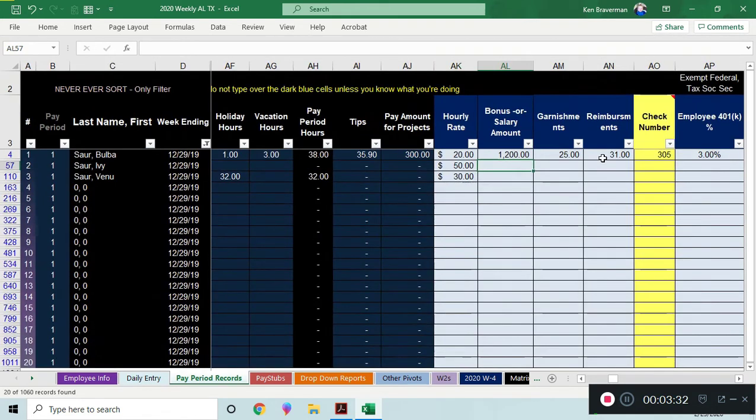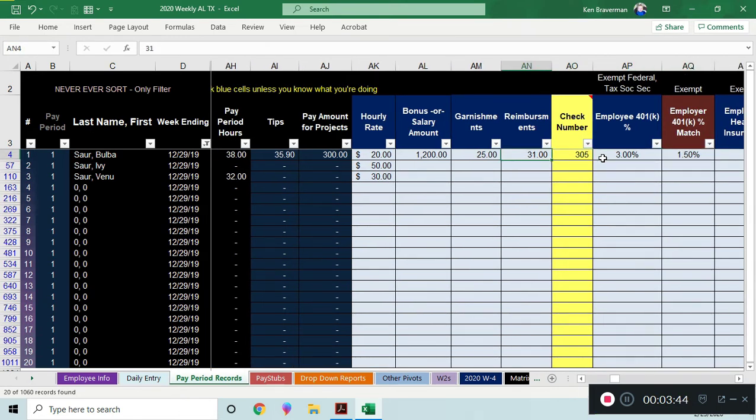So did this employee have any bonus or a salary that they're paid during this pay period? Do they have any garnishments, child support, things like that? Those come out of here; put them in as a positive number. Do they have any reimbursements, business-specific reimbursements that are allowed for reimbursements? All this stuff goes on to your W-2 at the end of the year, even though it's not taxable. You put that in as a positive number there. Did you run a check and pay this person with a specific check number? You can put that in there.